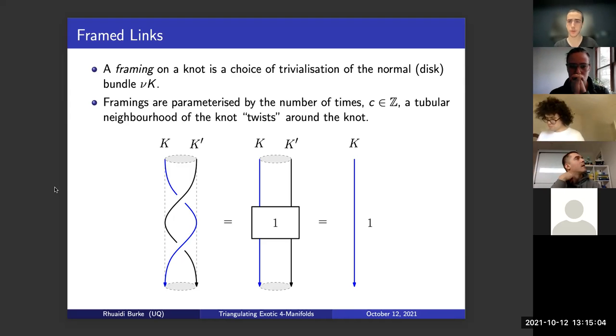We might not always draw the parallel push-off twisting around. Sometimes we'll indicate the number of twists by a box with an integer in it, or sometimes we might even just put an integer next to the knot diagram to denote the framing. Okay.